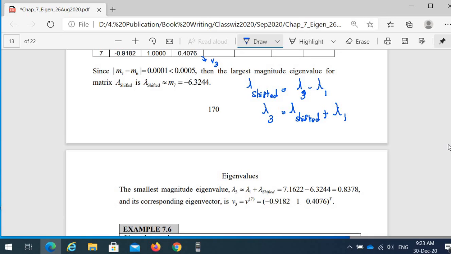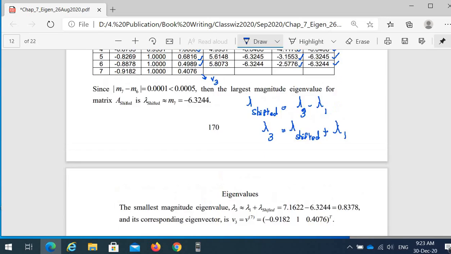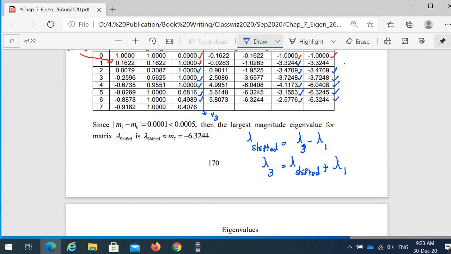Okay, what we want to obtain is the smallest magnitude eigenvalue, which is lambda 3. So it will be lambda shifted plus lambda 1. And its corresponding eigenvector will always be the last eigenvector. So if here you stop at M7, you must find E7. Okay, that is the only trick here.